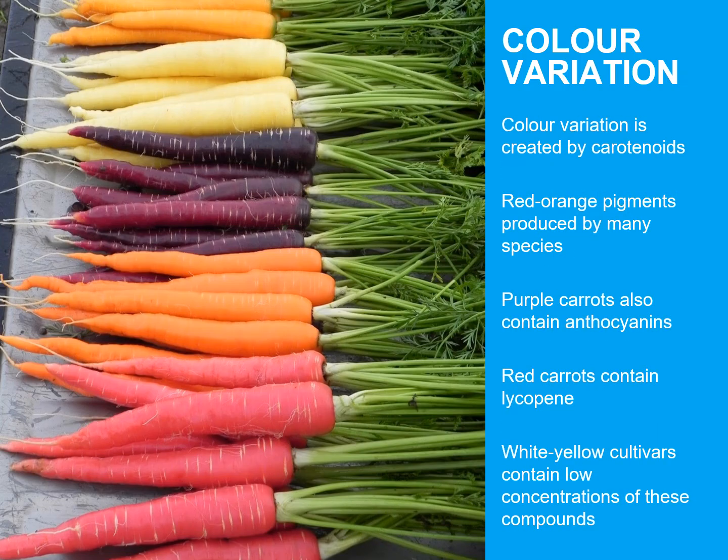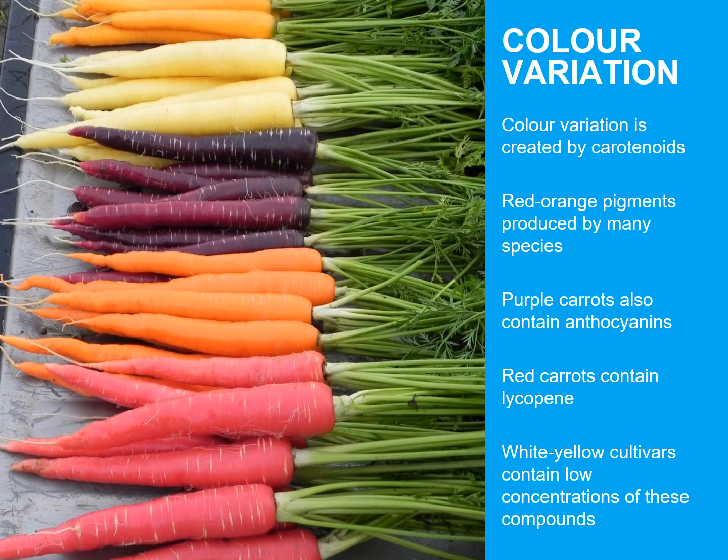So the colour variation in carrot roots is similar to a lot of other crops with different colorations, in that the colour changes are caused by carotenoids, which are often yellow and orange. So red or orange pigments are produced by many species, as we've seen over the course of the screencasts this semester. Purple carrots contain compounds called anthocyanins, so that's the same thing which makes red cabbage red, and so they contain high concentrations of those. The red carrots contain large amounts of lycopene, and if you remember, that's the same compound which makes tomatoes red.